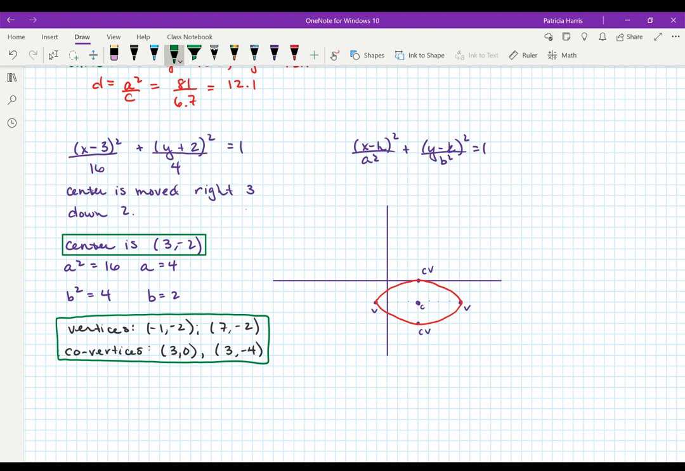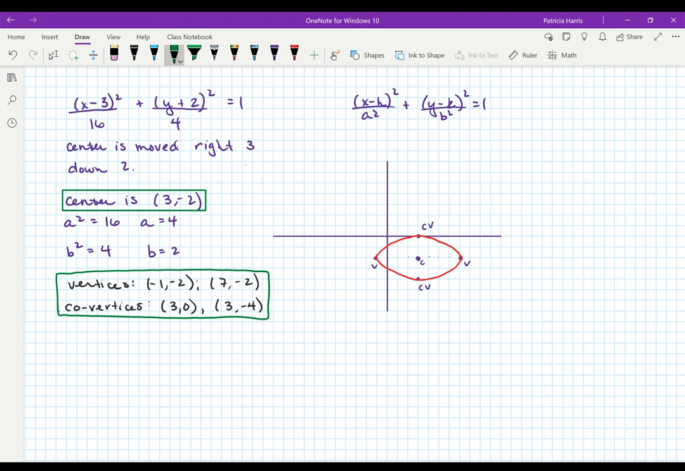So now what we're going to do is we're going to do foci. For foci, you need the c. So c squared is 16 minus 4, c squared is 12, take the square root, which is 2 radical 3, or approximately 3.5. And you are doing a bit of rounding there.